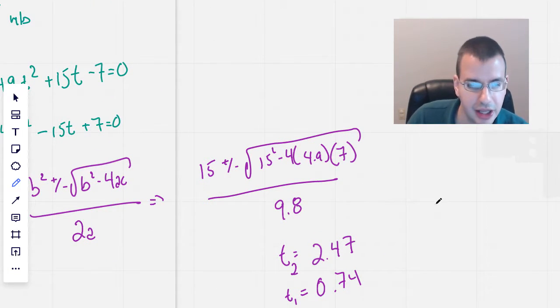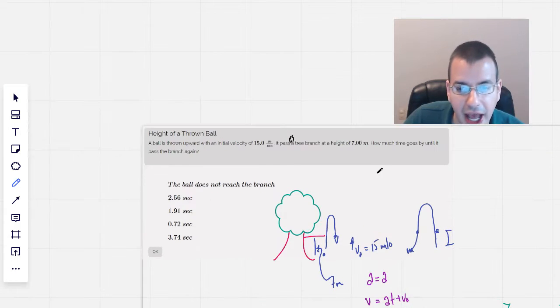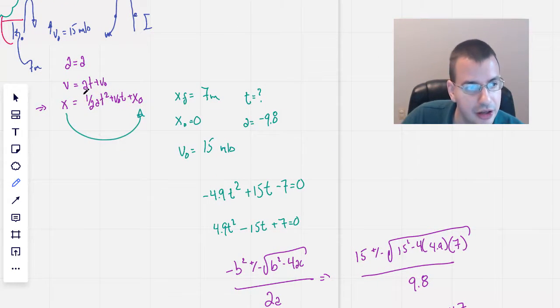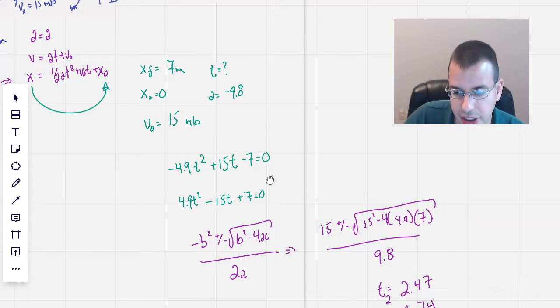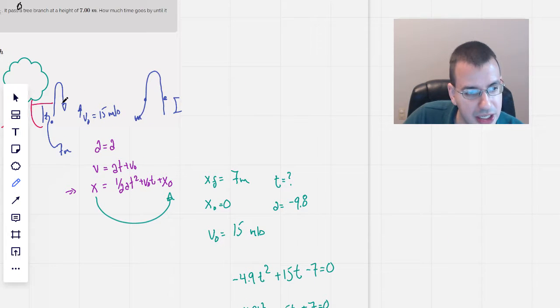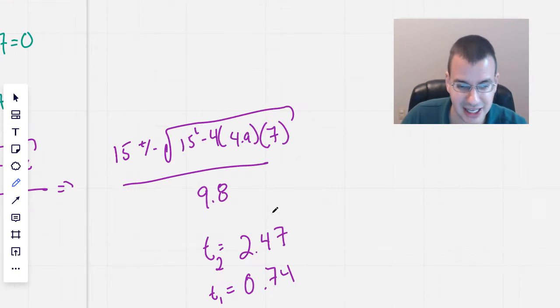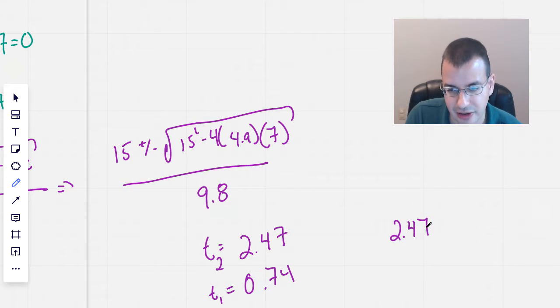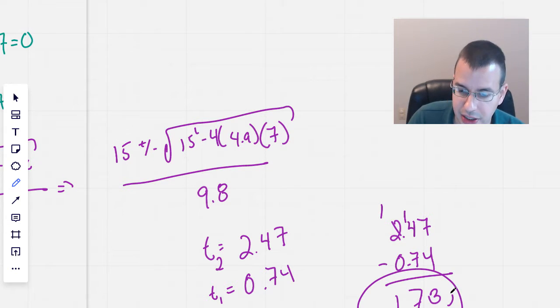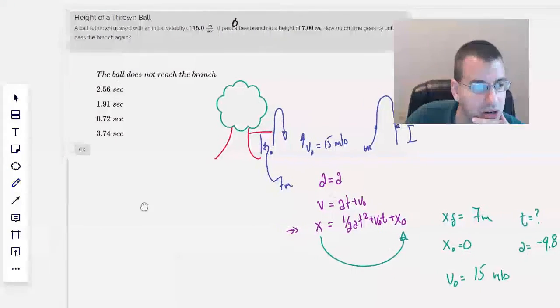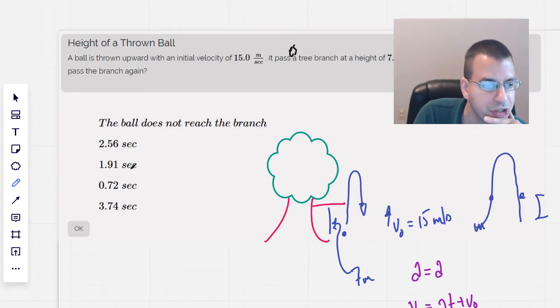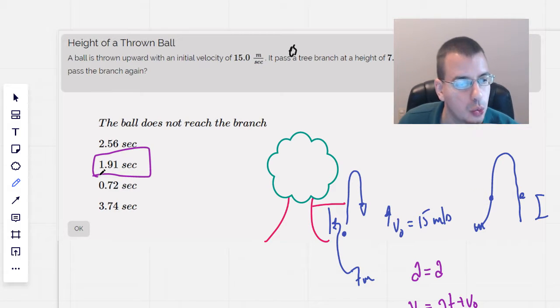Then I think it asks us for the time between the two passes: how much time goes by until it passes the branch again? We know this first time is 0.74 and this second time is 2.47. So we have 2.47 minus 0.74, which is 1.73 seconds. Let's see what our possible answers are. The closest one we have is right there.